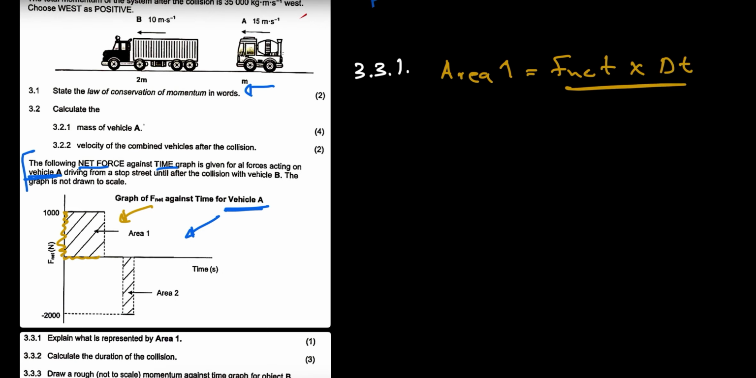Net force multiplied by change in time represents the impulse. So we can say this thing here is actually representing the impulse. But remember, net force multiplied by change in time can also be equal to the change in momentum. You can say this is representing impulse or it is representing the change in momentum. So both solutions that you give will be correct.